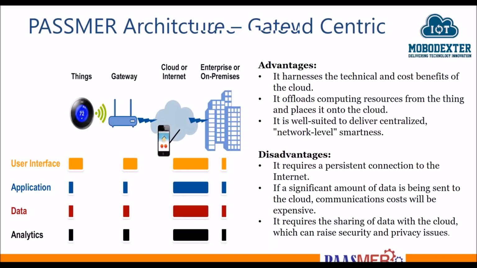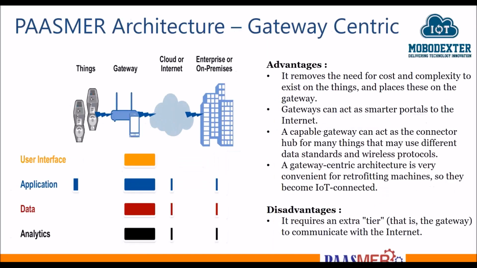The only disadvantage is that it requires a persistent connection to the internet. Also, if a significant amount of data is being sent to the cloud, then communication cost will be expensive. And once the data is shared in the cloud, we need to handle security and privacy issues that will add additional costs. So that's about the cloud-centric Paasmer architecture.